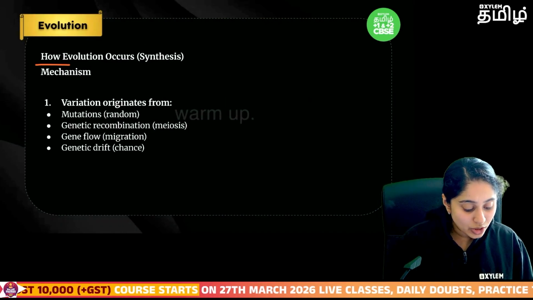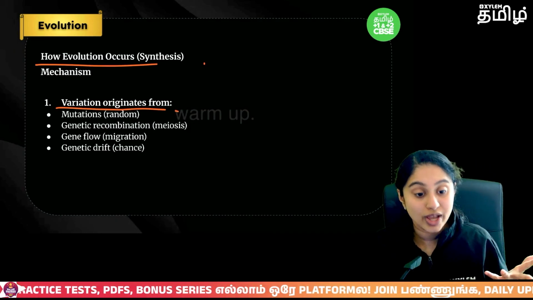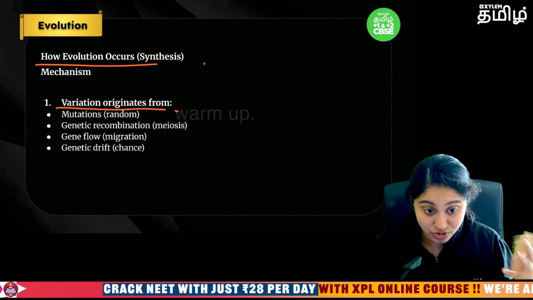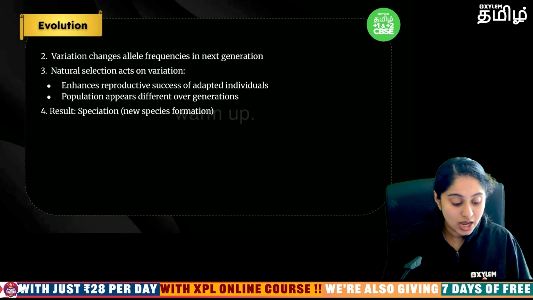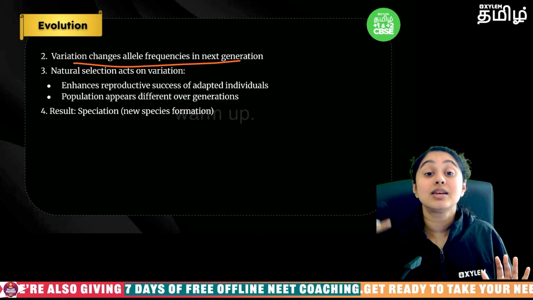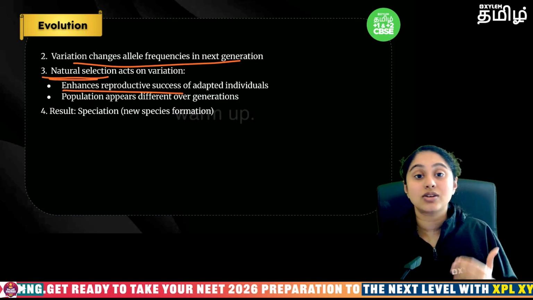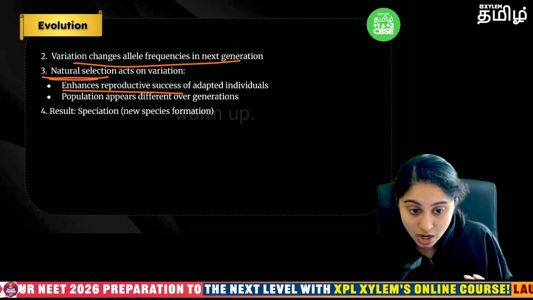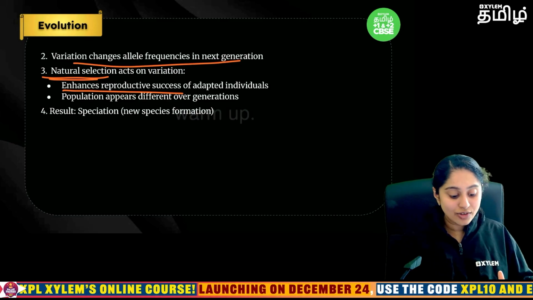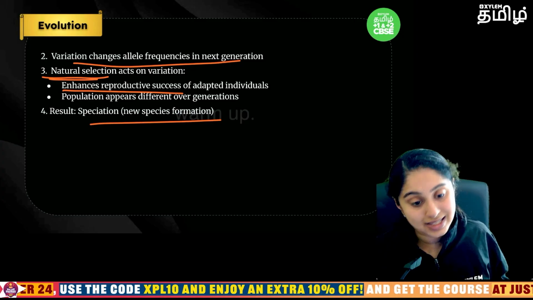Now, coming to how this evolution occurs. Firstly, variations are coming from where? From mutation, from genetic recombination, from gene flow, from genetic drift. All of these variations are produced. These variations will be passed on to the next generation, and once they are passed on, nature itself will enhance the reproductive success of those traits which are beneficial. As this accumulates generation after generation, suddenly we will have a new species with all these advantageous traits that are selected by nature itself.